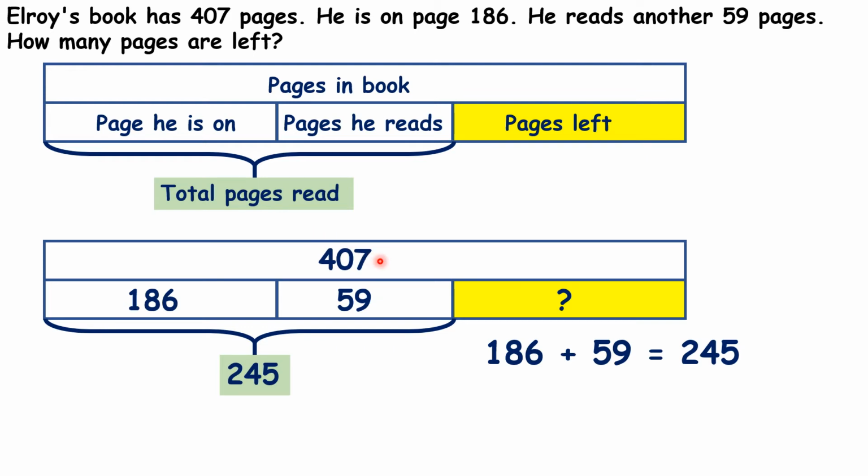And now, if we do 407 minus 245, so if we take the number of pages he's read from the total number of pages in the book, that will give us the number of pages he has left, which is 162.